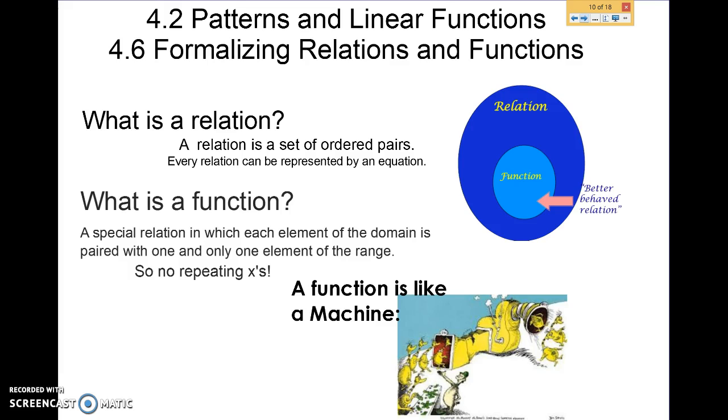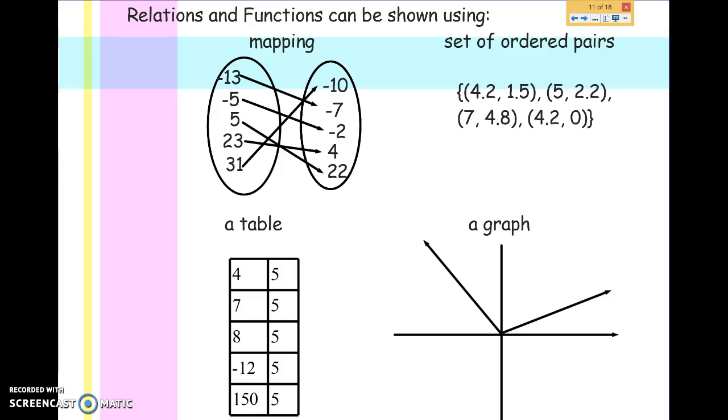A relation is a set of ordered pairs, where a function is a special type of relation, because in a function you can only have one and only element of the range matching up to each domain. So basically you can't have any repeating x's, because if you have repeating x's you have a vertical line, and as we already know, vertical lines are undefined, not functions.